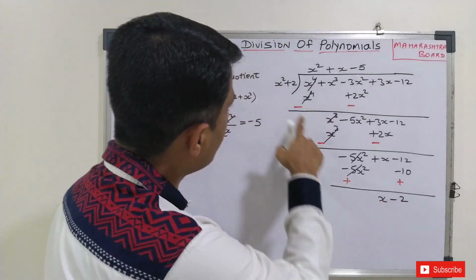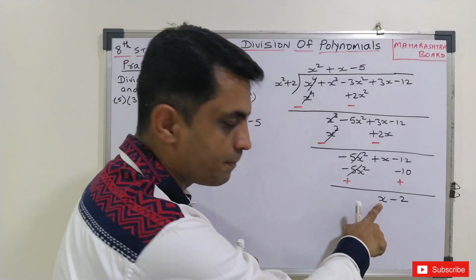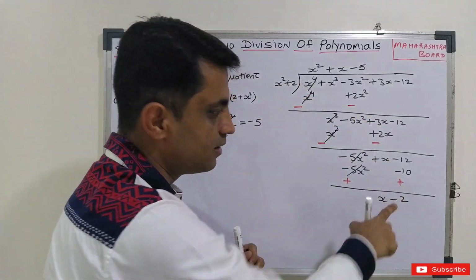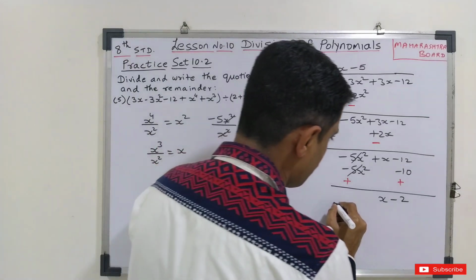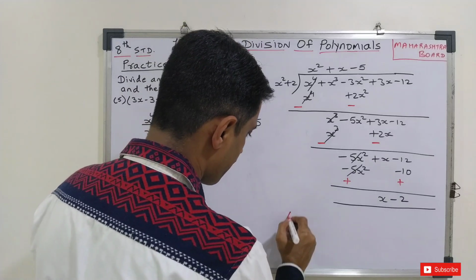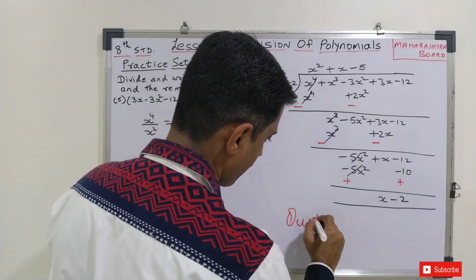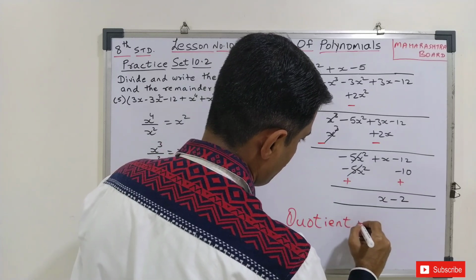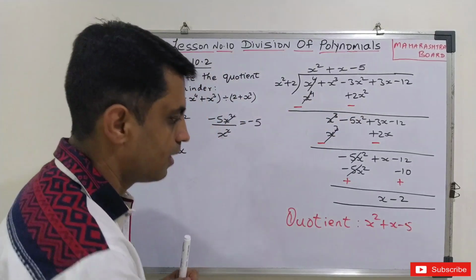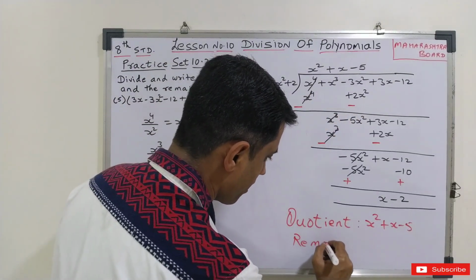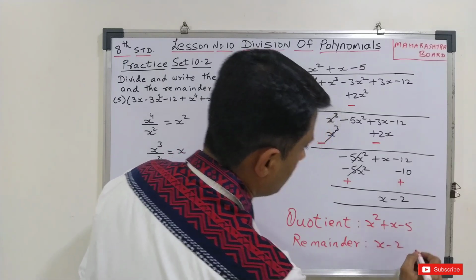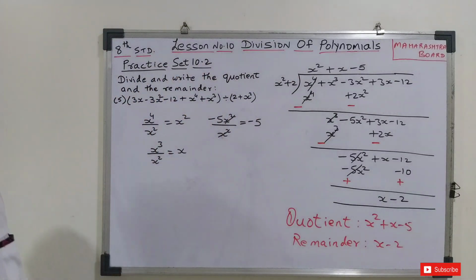Now students, x divided by x square is not possible because here the power of x is less and here the power of x is more. So you can't divide. So this will be the final answer. So this is our remainder. So final answer here: your question, what is your question? x square plus x minus 5. And what is your remainder? Your remainder is x minus 2. This way to solve the sum.